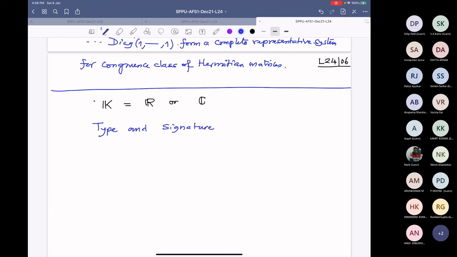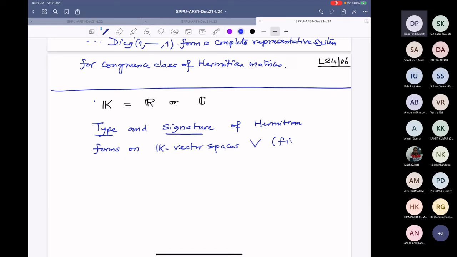Of these invariants, I am defining it for Hermitian forms on K vector spaces V, and of course finite dimension.